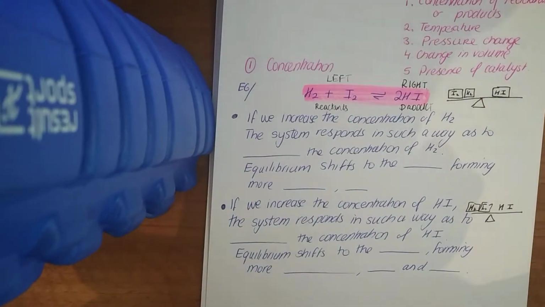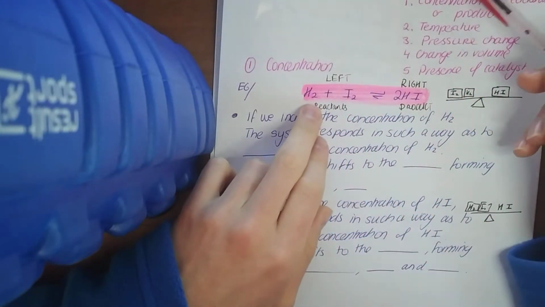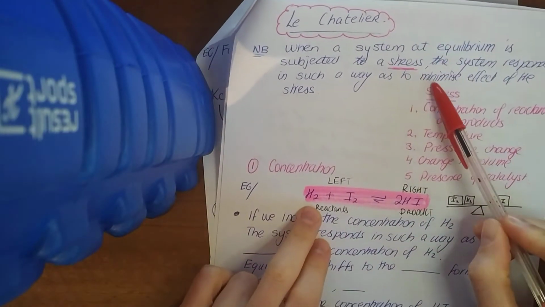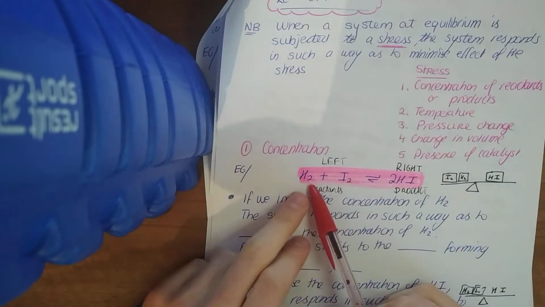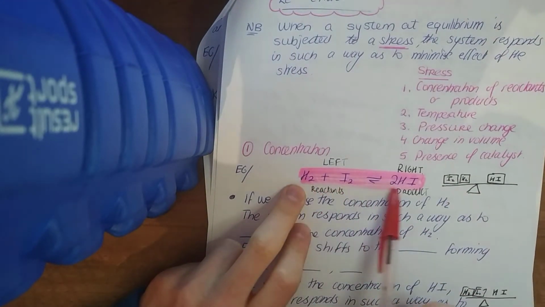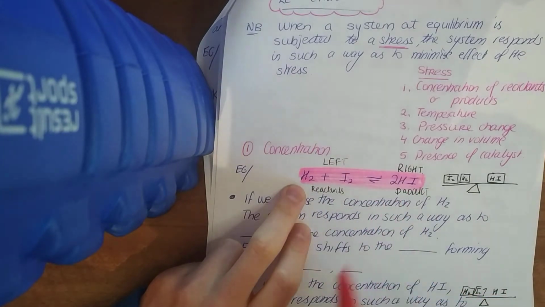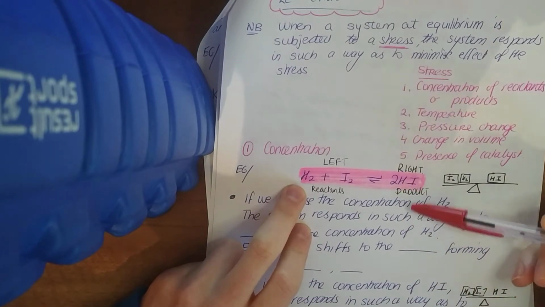So we're looking at this, and this links into your notes as well. So if you look at your notes at Le Chatelier, you'll see there the effects of these various stresses. So the first thing, if we increase the concentration of hydrogen, now I'm going to use my definition. If we increase the concentration of hydrogen, the system responds in such a way as to decrease the concentration of hydrogen. How is it going to decrease the concentration of H2? We're going to favour the formation of our products. So what we say there is equilibrium shifts to the right, favouring the formation of our product, hydrogen iodide or HI.